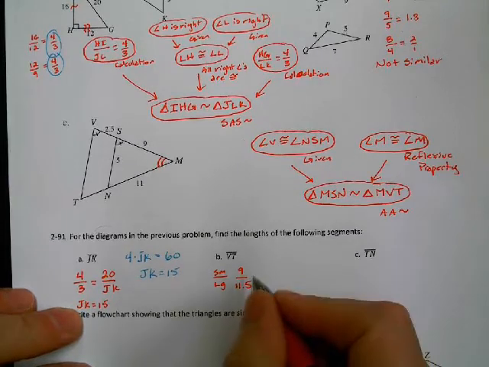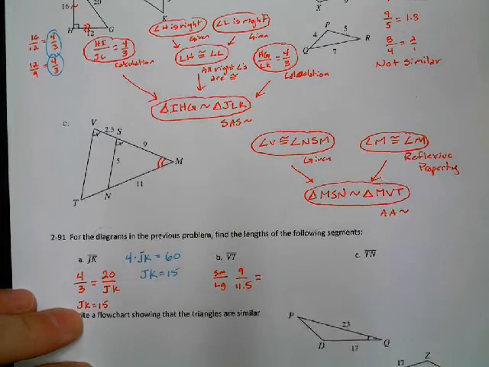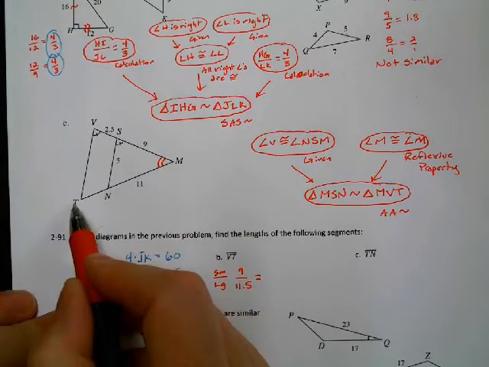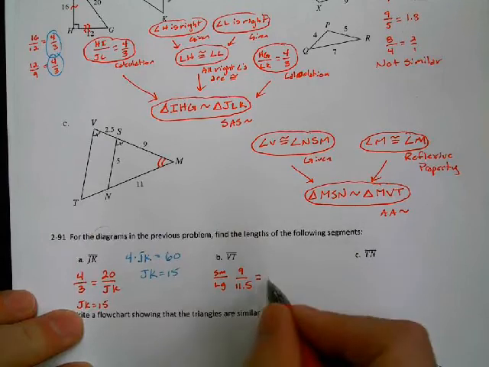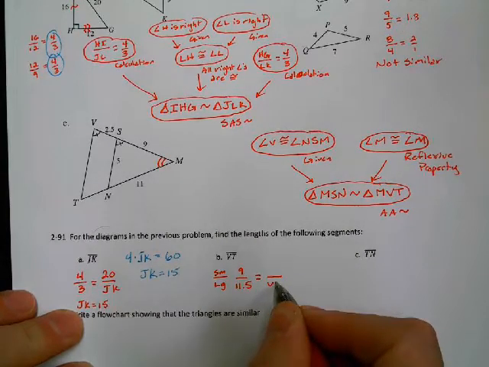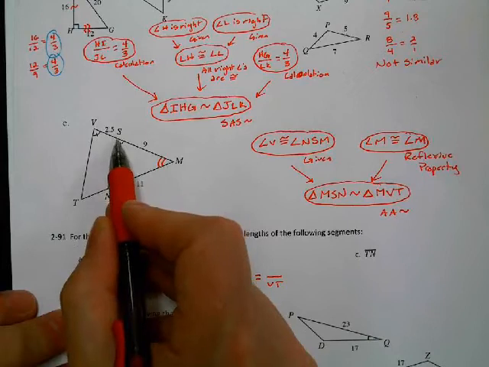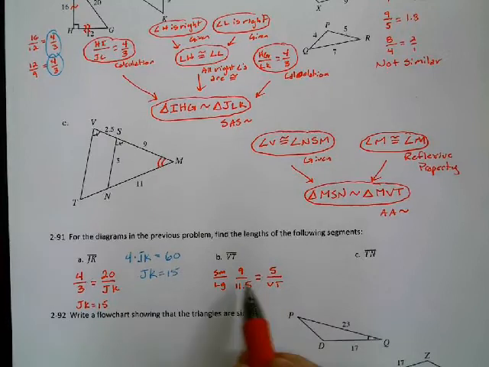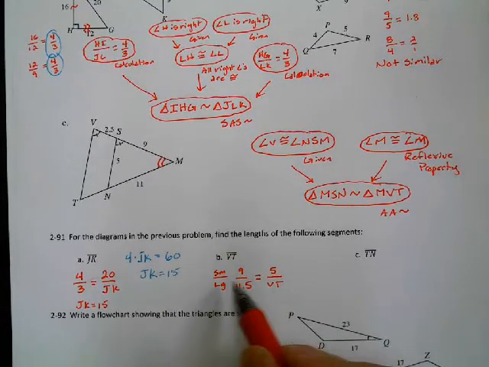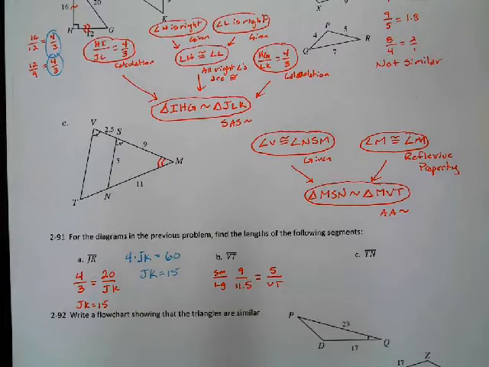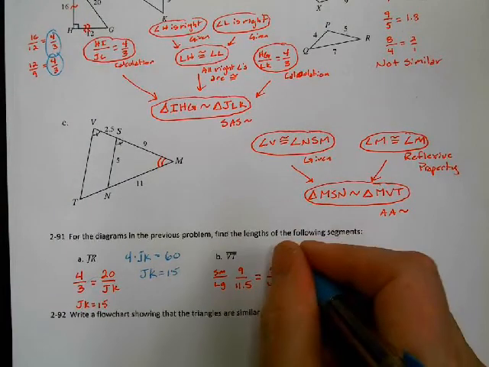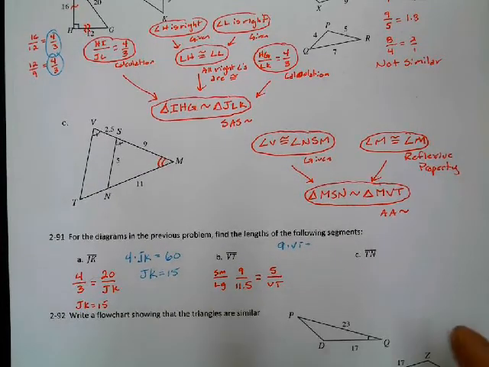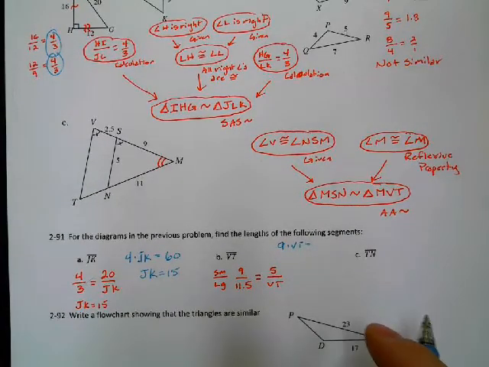All right, so we know that that should correspond. We're looking for VT. VT's from the large triangle, so that belongs in the denominator. And VT corresponds to this side SN, so we're going to put 5 up there. Now this one's not as obvious what our answer is going to be, so we're going to go ahead and use cross products on here. So I'm going to do 9 times VT equals 11.5 times 5. What is that? Is that 56.5? Or is it 57.5? No, 57.5.